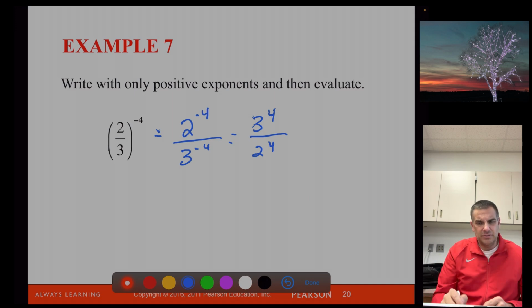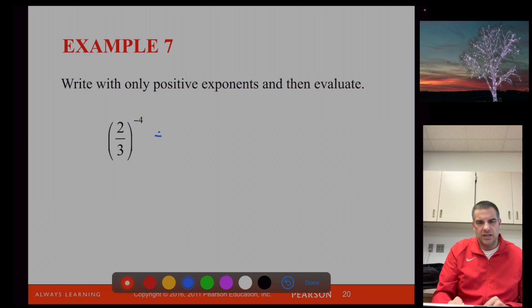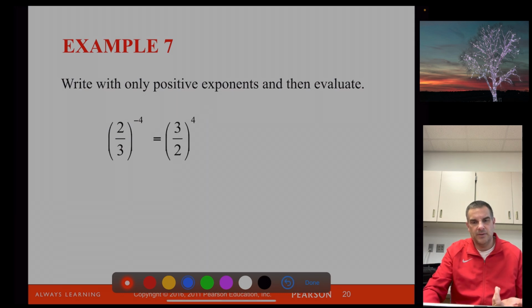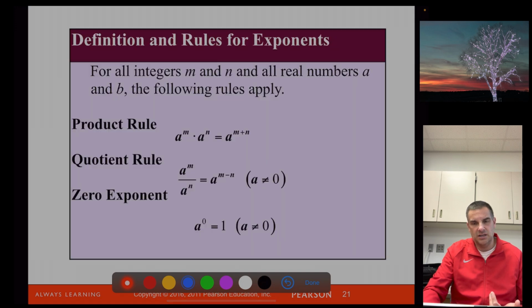They're going to do it a little bit differently. They're going to say we're just going to flip it first and make the 4 positive, but it's the same thing. You still get 3 to the 4th over 2 to the 4th, so 81 over 16, right? That was a short one.